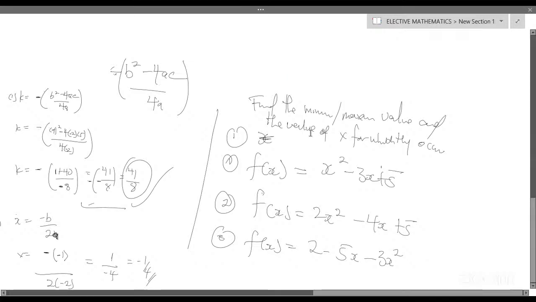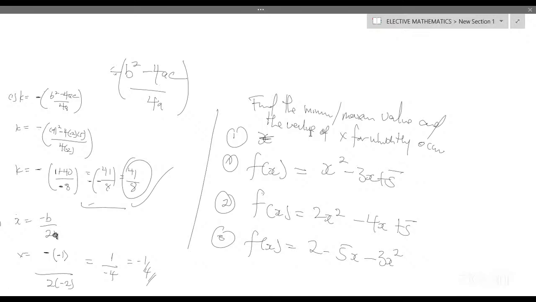Relax, relax. Then solve it. You should know the formulas. For the minimum or maximum value, it's minus into bracket b squared minus 4ac over 4a. You make sure you identify your a correctly, your b correctly, and your c correctly. Then for the value of x at which they occur, it's what? It's minus b over 2a. Make sure you do your substitutions correctly. You have a calculator, so just use your calculator.